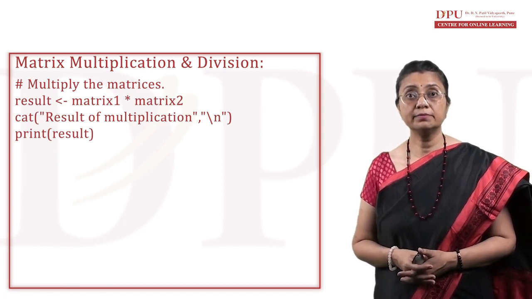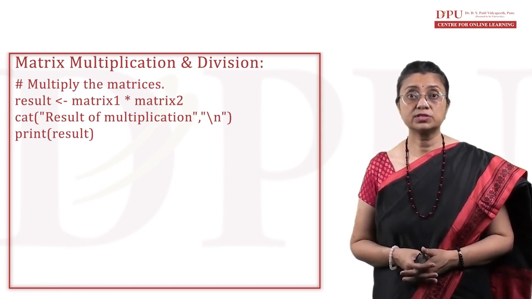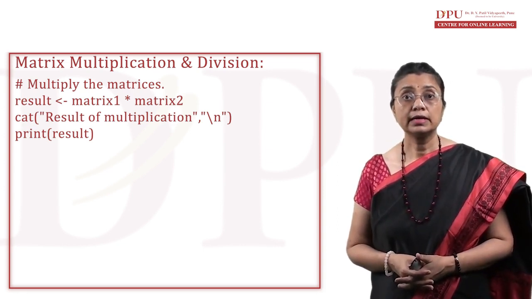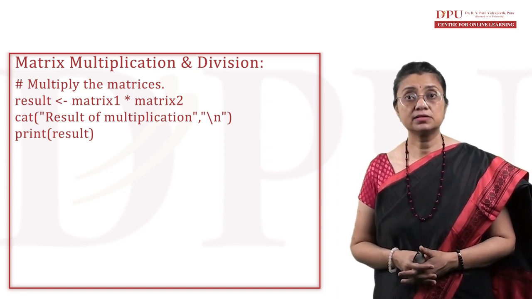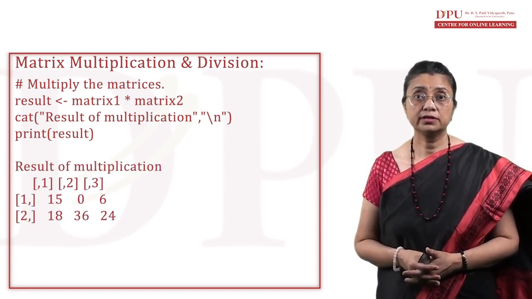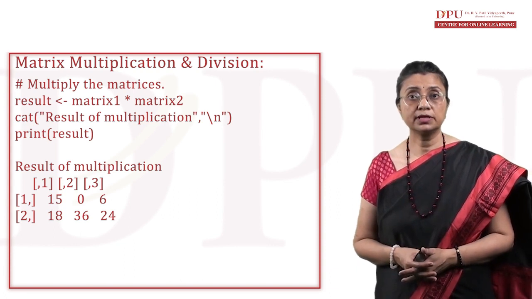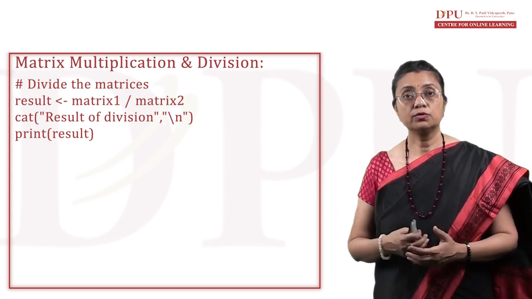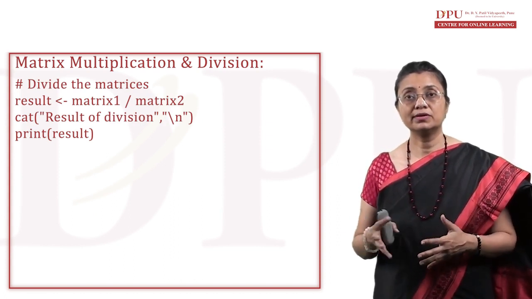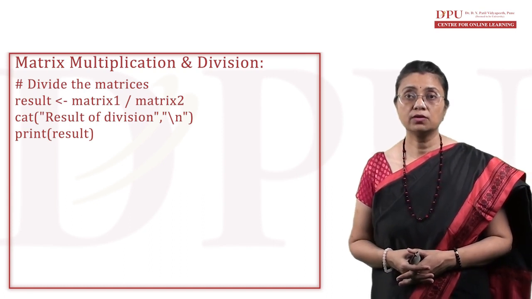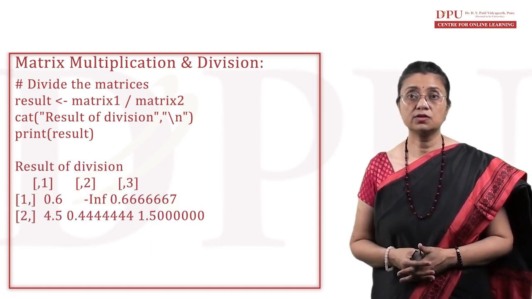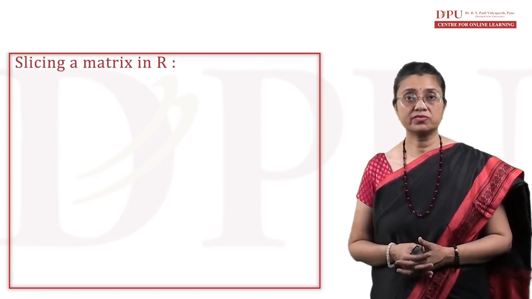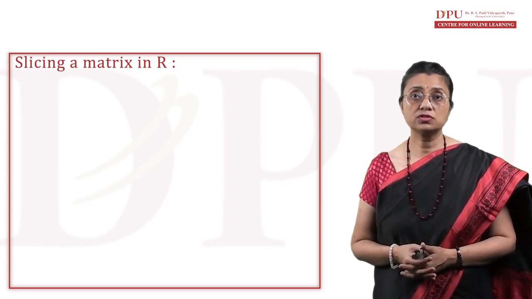Next, we multiply the matrices. Here we are multiplying matrix 1 into matrix 2, the result of the multiplication is stored in the result matrix, and finally the result is displayed on the screen. So you can see the result of multiplication over here. Then we have the divide operation, where we are dividing matrix 1 by matrix 2, and the result is printed on the screen, so the result of division is also there. So students, we have seen the indexing of a matrix, and we have also seen the operations on the matrix.